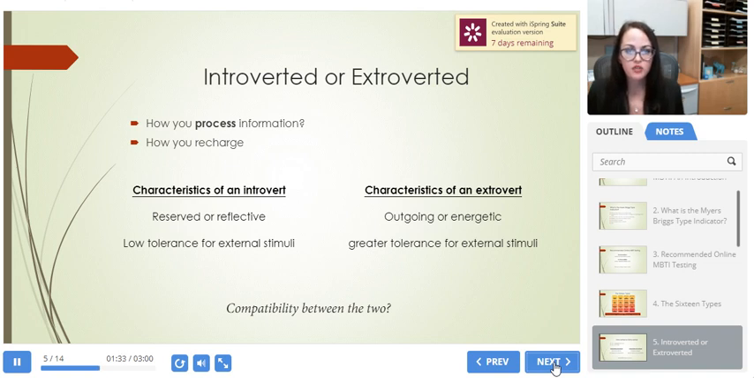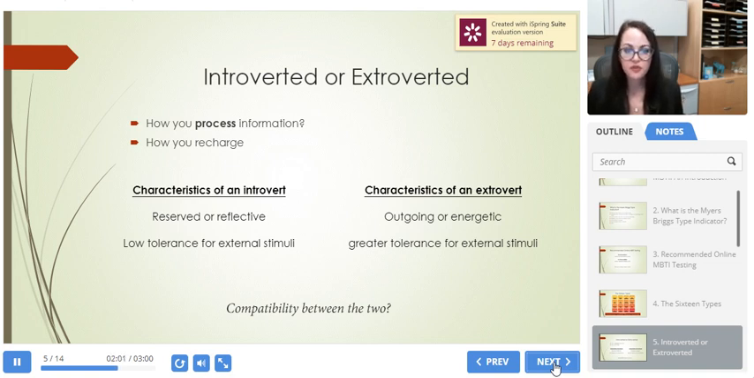It's also about how you recharge. So people who are more introverted, at the end of the week on a Friday, might be more inclined to stay at home, watch a show, read a book, do quiet things that might recharge their battery. Extroverts, on the other hand, are energized by people. So they might be more likely to go out, socialize with friends, go to a party, and that is what actually recharges their battery.